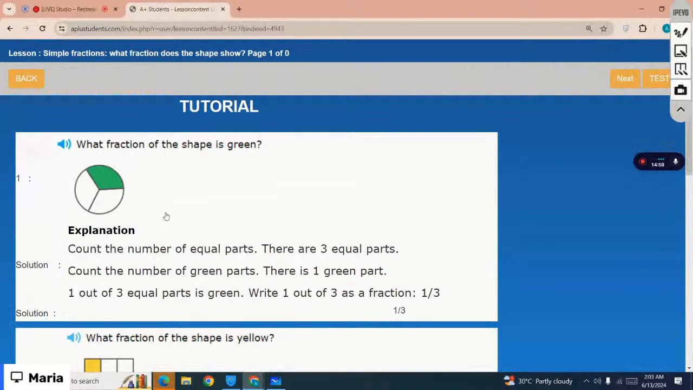So that is one out of three. So you can write it as 1 by 3. In a fraction form, you can write it as 1 over 3, or 1 out of 3, you can say. Got it?